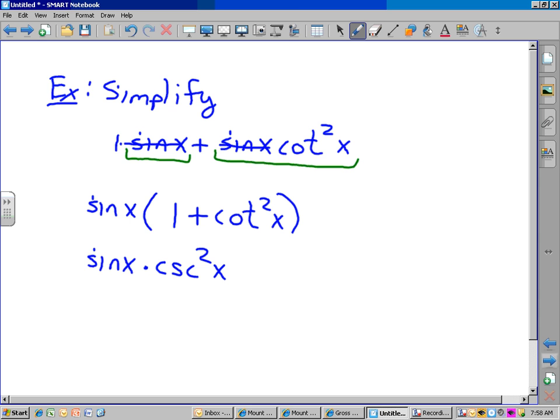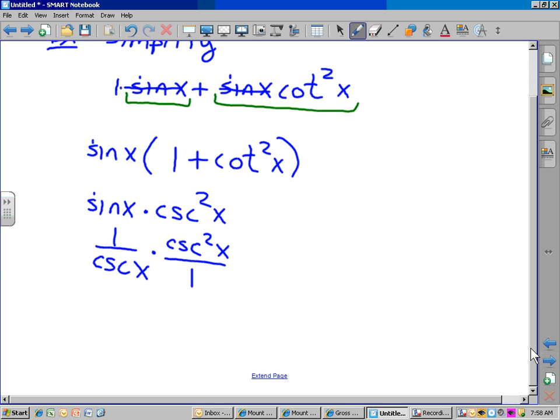Are you seeing another substitution that might help us simplify this? What's the reciprocal of sine? So, I can write sine as 1 over the cosecant of x, right? And I can write cosecant squared over 1, which allows me to do what? No, there's no equal sign. We won't be cross-multiplying. I can just multiply, right? And if I have a cosecant squared over a cosecant, what does that simplify to?